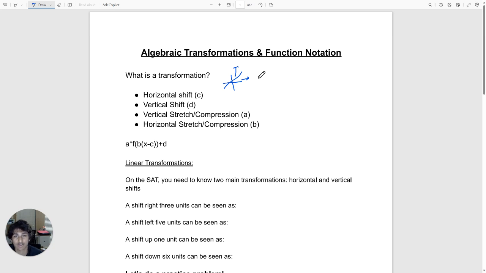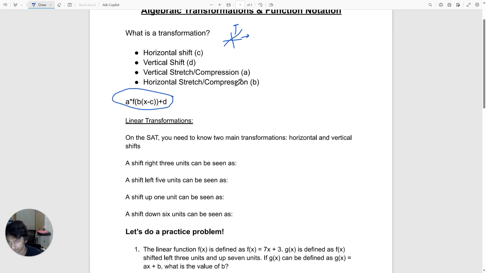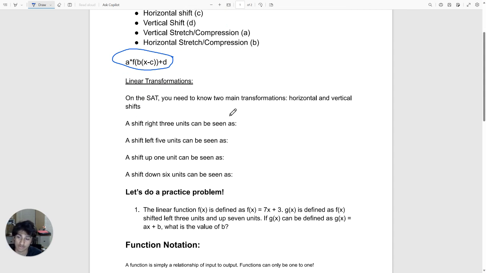And if we wanted to make it closer to the y-axis, we'd do a vertical stretch. And if we wanted it away from the y-axis, we'd use a vertical compression. With a horizontal stretch, we would have it closer to the x-axis. And with a horizontal compression, we have it further away from the x-axis. So let me show you what I mean. This is the main equation for transformations. And let's just go straight into these.